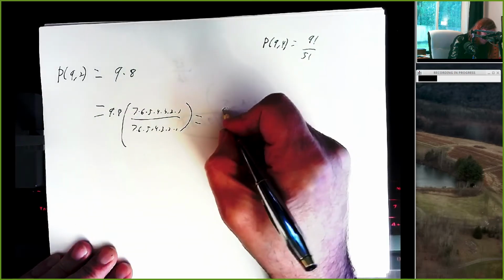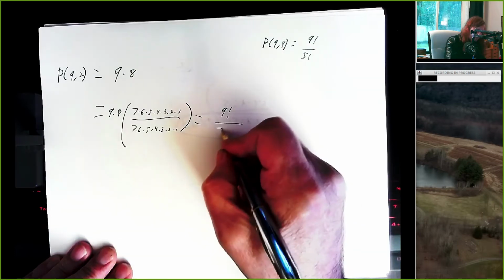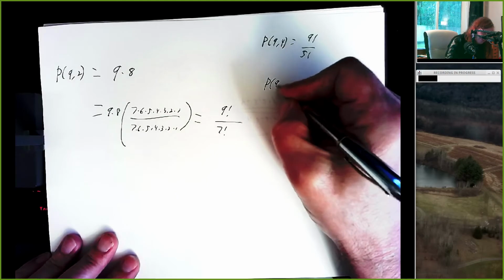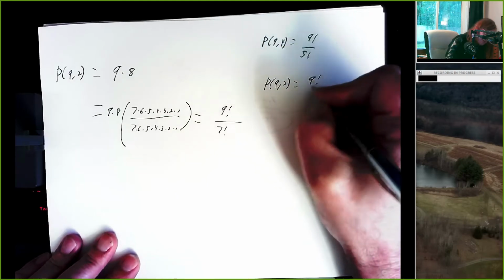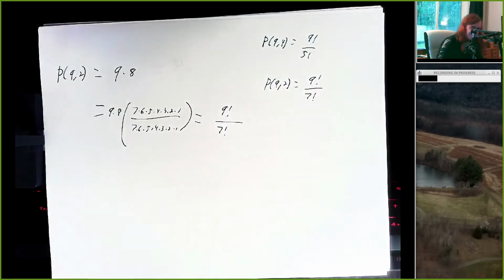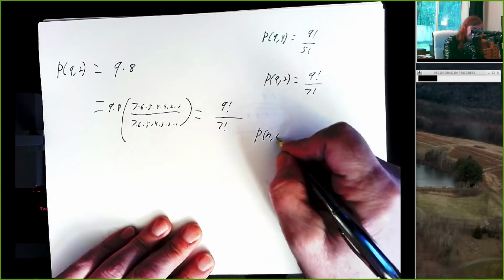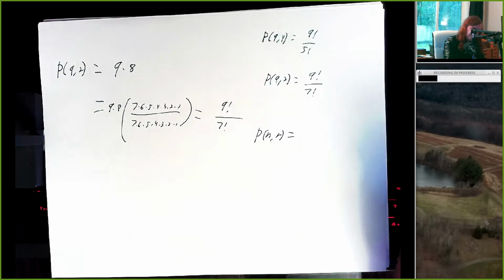And now the top is going to be 9 factorial, the bottom is going to be 7 factorial. So P(9,2) equals 9 factorial over 7 factorial. So who wants to hypothesize a formula for P(n,r)?